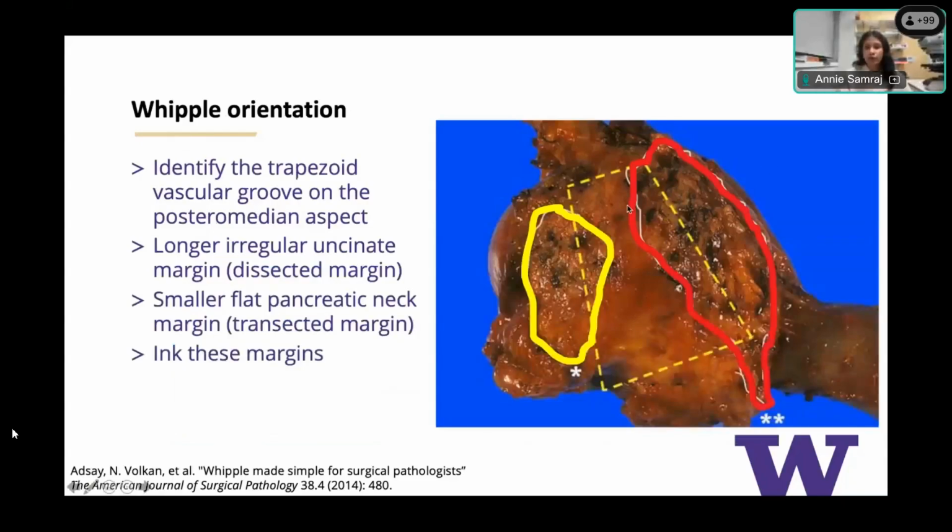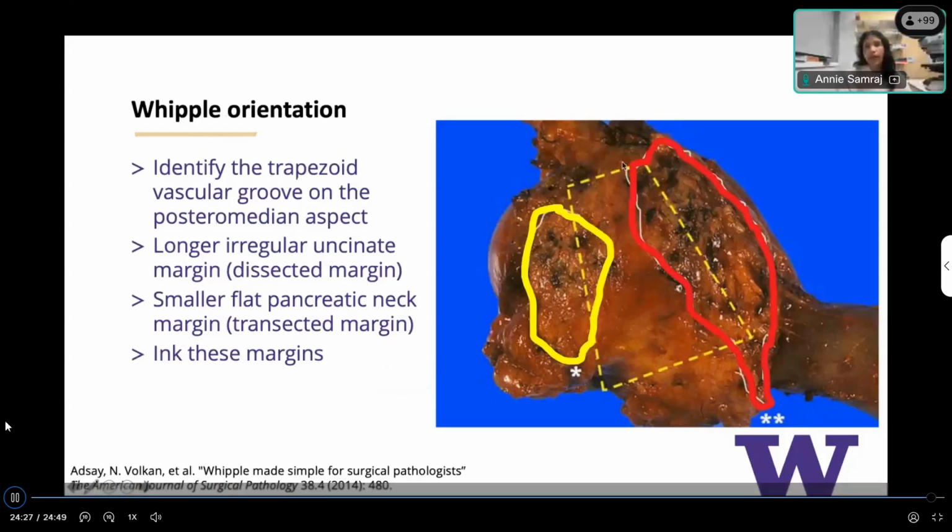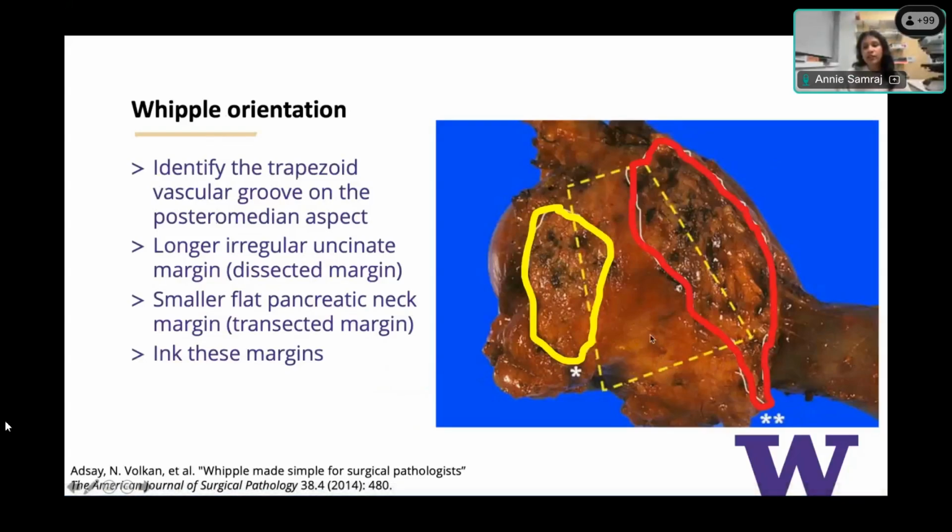And so when you flip over the specimen, placing the pancreas on top of the duodenum, the easiest structure for me to identify is the vascular groove. So here, if you look at this trapezoid structure, you see that it is quite smooth and also a little bit concave. And that is because this is the region where the superior mesenteric vessels and the portal vein are present. And so this is the vascular groove.